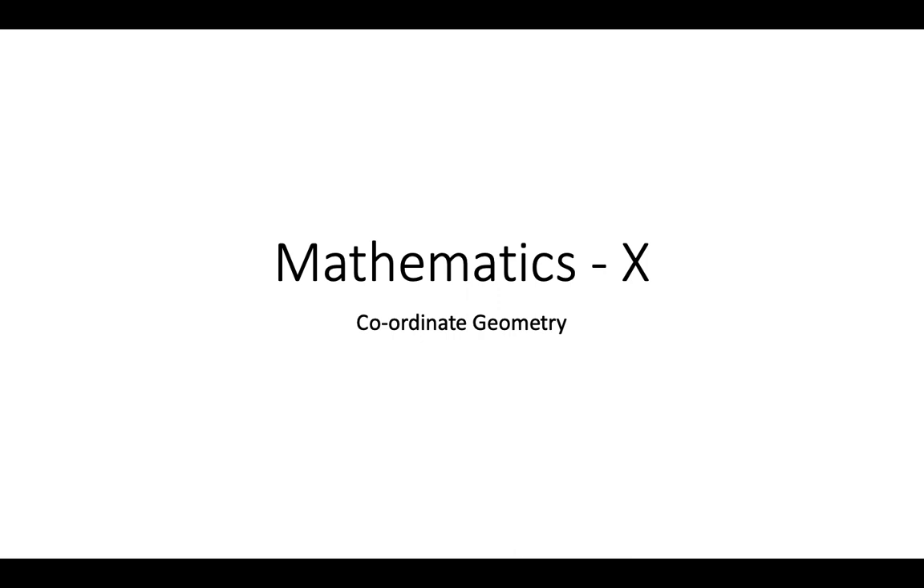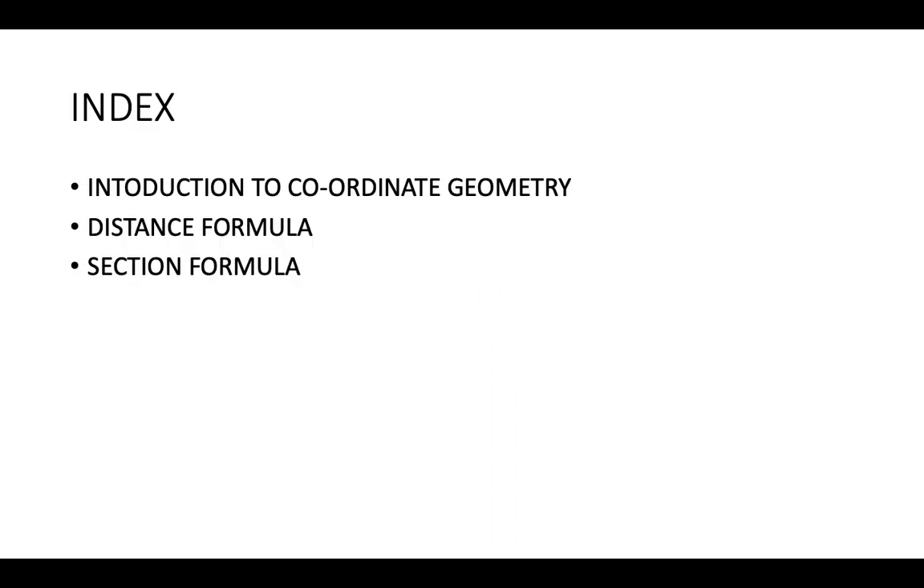Today we are going to start with a new chapter, chapter number 7 from the NCERT book, named Coordinate Geometry. In this chapter, we have to study three different topics. The first is the introduction to coordinate geometry, second is the distance formula, and third is the section formula. Today's task is to go with the introduction to coordinate geometry and the distance formula. The section formula will be considered in the next class.